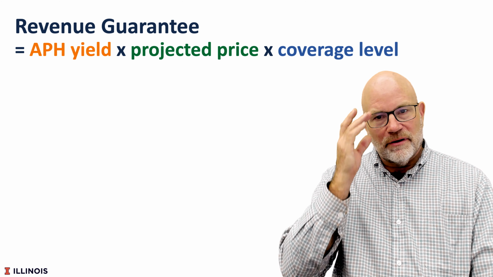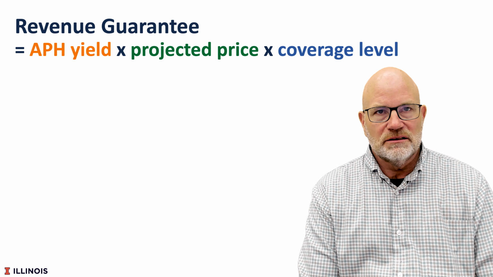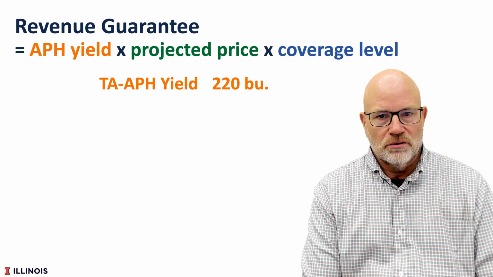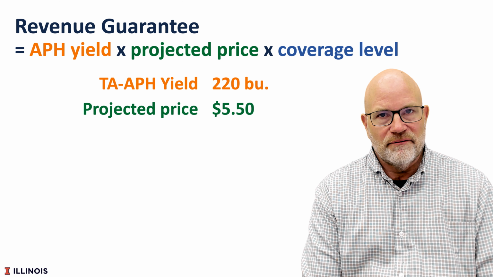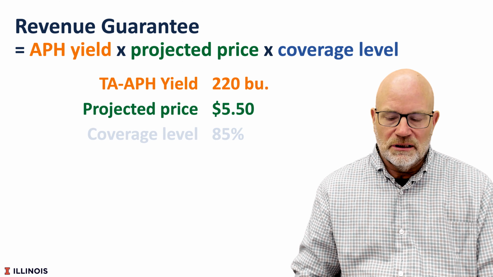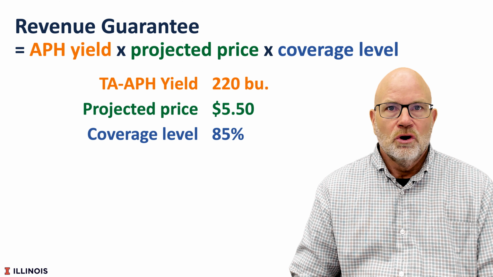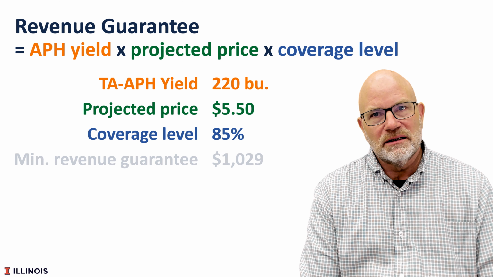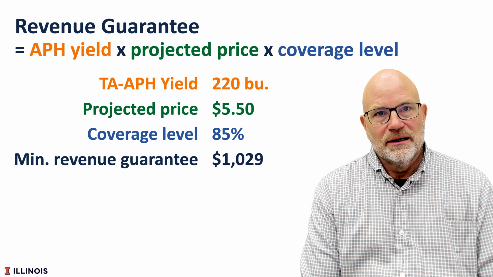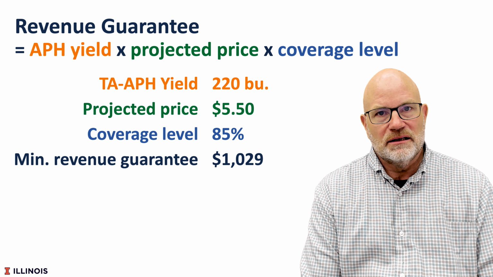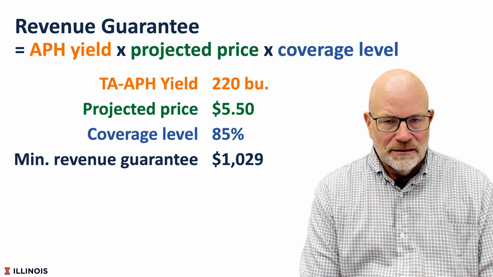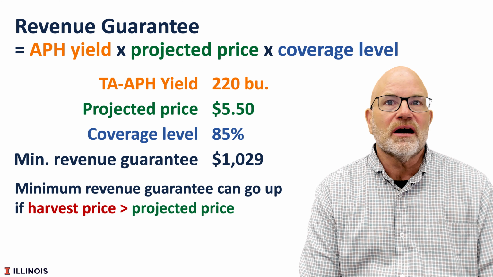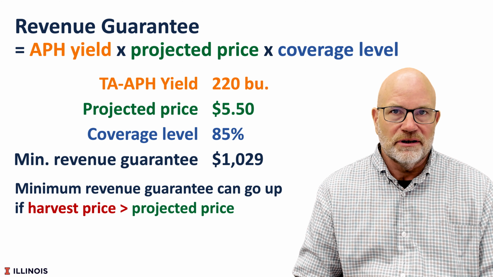An example of the guarantee: let's say we have a trend-adjusted APH yield of 220 bushels per acre. This is corn. Our projected price is $5.50, and we choose an 85% coverage level. We get a minimum guarantee of $1,029, and that's trend-adjusted APH yield times projected price times coverage level. That guarantee can go up if the harvest price is above the projected price.